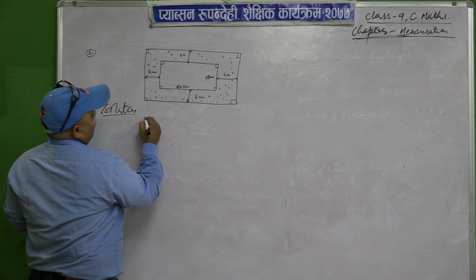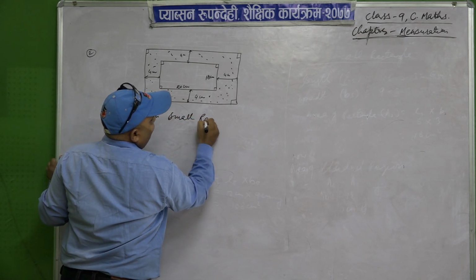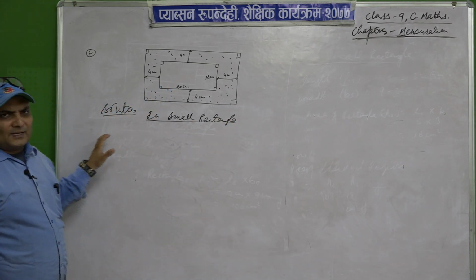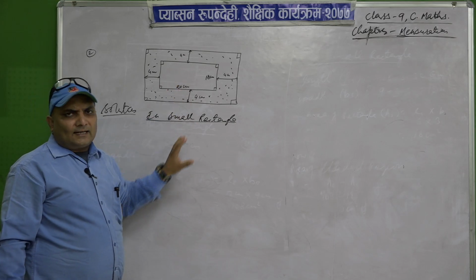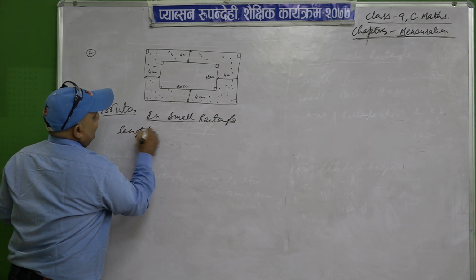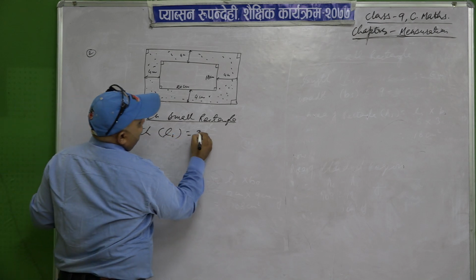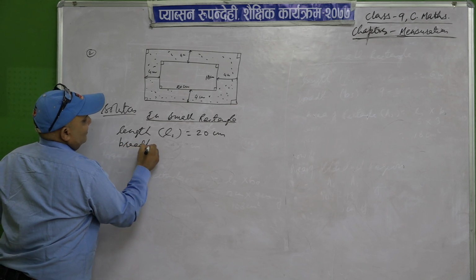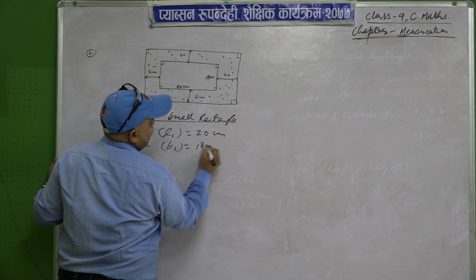So come to small rectangle, you can take any one first, either big rectangle or small rectangle. I am taking small rectangle because all the dimensions of the small rectangle are given, that's why. So in small rectangle length L, you can write here LS, length is given 20 centimeter. Similarly breadth B is given 18 centimeter.